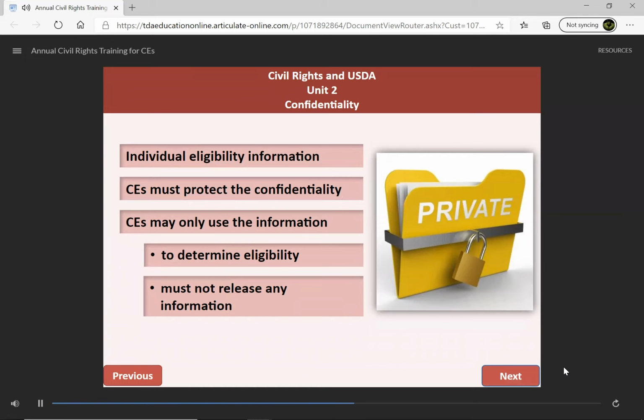The CE may only use the information to determine eligibility and must not release any information that contains a participant's name or other individual information. Here is an example. The individual responsible for documenting the eligibility of a site would have a clear need to access eligibility information, while an individual serving meals or conducting recreation programs would not.